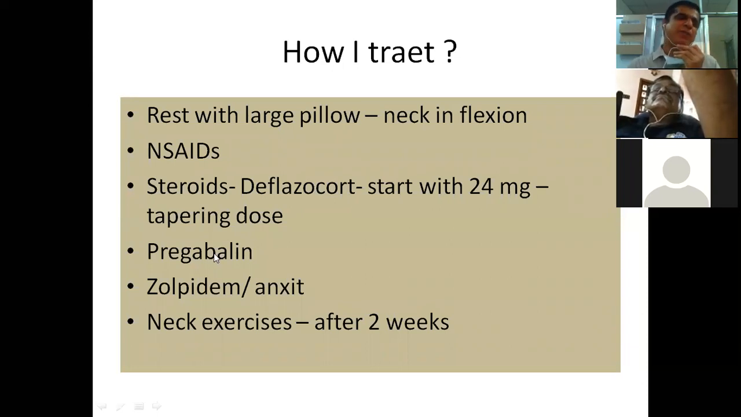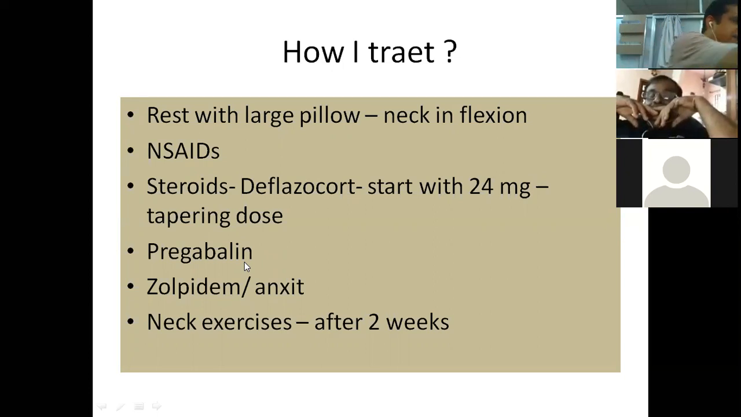I give a high dose of pregabalin. Most acute cervical radicular pain patients will have insomnia because of severe pain. They will not be able to lie down quietly in bed; they'll be turning this side, that side. To give them complete rest, I give some sedation like zolpidem or alprazolam. Once they come for review and are responding well to the treatment, I start them on gentle neck exercises. So this is the way I treat.